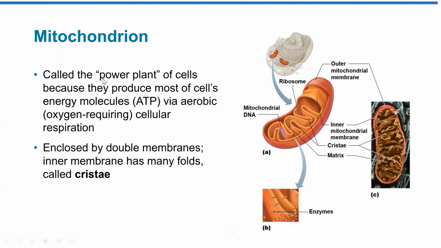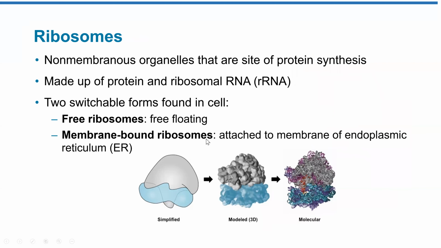Mitochondria are called the power plant of cells because they produce most of the cell's energy molecules, ATP, via aerobic, oxygen-requiring cellular respiration. Mitochondria are enclosed by double membranes. The inner membrane has many folds called cristae. So you can see a diagram and an electron microscope picture of mitochondria. So the major function is production of ATP.